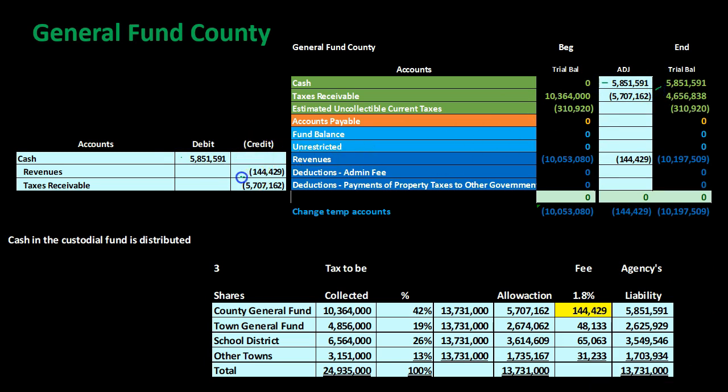So if we record this out, then we're going to say cash is going to be increasing. We've got the revenue that's going to be down below. We are increasing the revenue, and then we have the taxes receivable. Taxes receivable on the books as a debit. We are crediting it, making it go down.